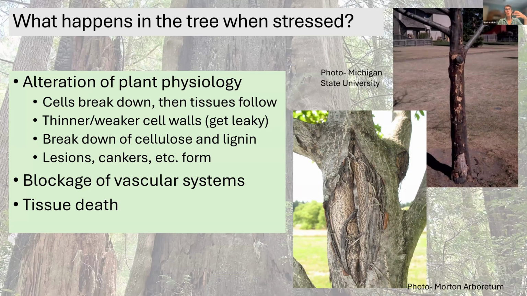So now we're talking a more expansive breakdown of the plant itself. You have thinner or weaker cells. They get leaky, right? Stuff is starting to leak out. It's not going where it needs to go or being stored where it needs to go. When you start getting the breakdown of cellulose and lignin over time, remember, all of these things take a lot of time. That's why we don't often see trees die of stress immediately.